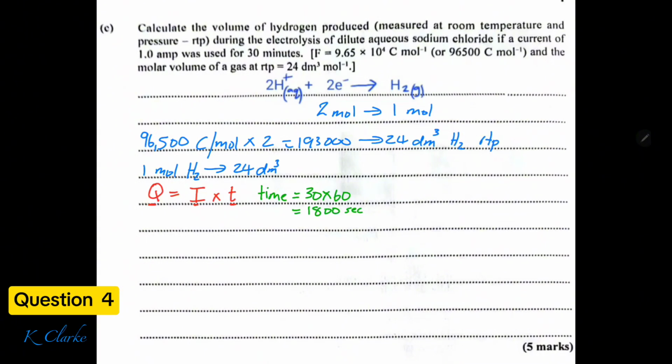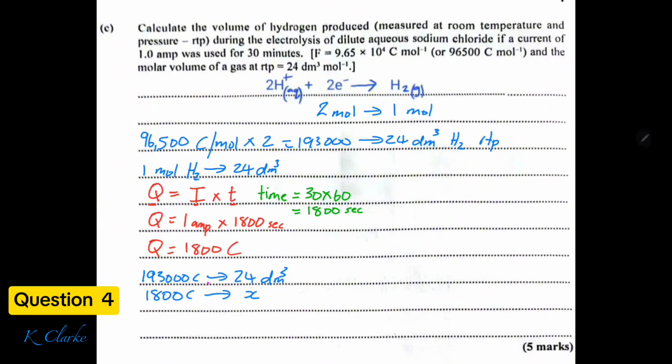Now we are going to place the values in our equation. So Q equals 1 ampere multiplied by 1,800 seconds, and the answer is 1,800 coulombs. Based on our half equation, there are 193,000 coulombs in 24 dm³ of hydrogen gas. Therefore, 1,800 coulombs gives X.